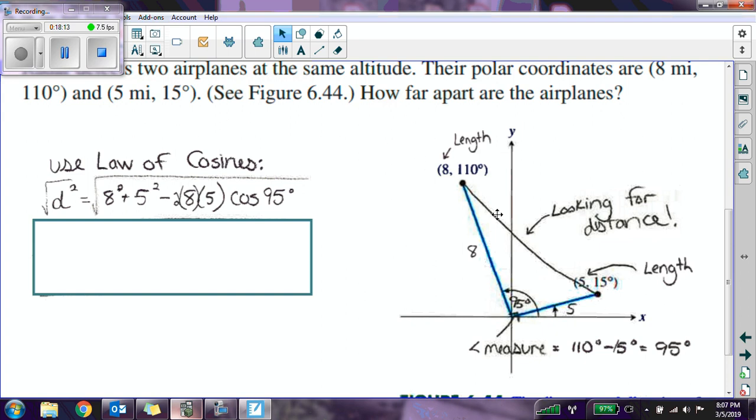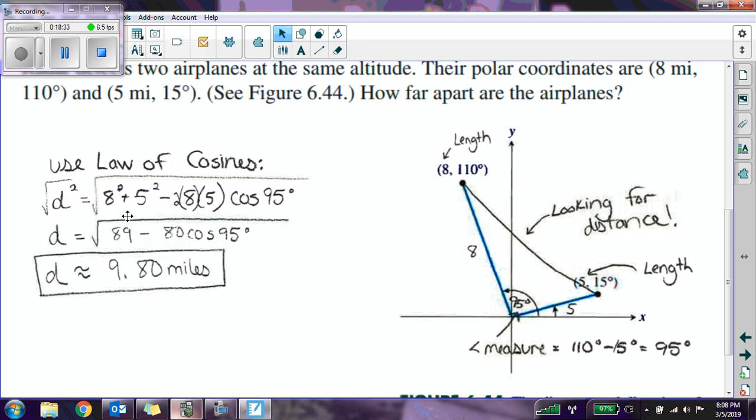So this distance here is equal to the 2 sides that were given squared and added together, minus 2 times those 2 sides multiplied together times the cosine of the angle in between. That was what d squared was equal to, so I took the square root of both sides and plugged all of that into my calculator, and they are about 9.8 miles away from each other.